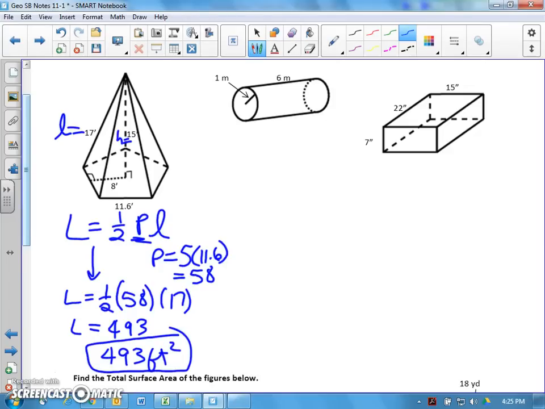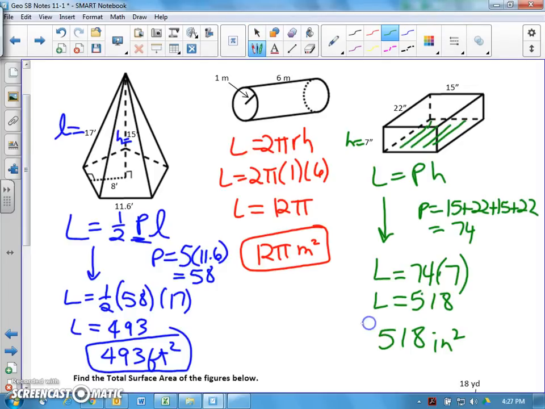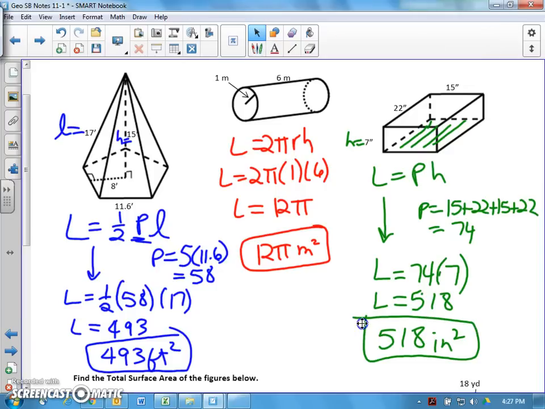Stop the video, and I want you to do the next two figures, and do understand that on this one we're going to take this to be the base. Okay, you should have your 12 pi square meters for your cylinder. Make sure that you leave answers in terms of pi. Don't multiply in 3.14 or even use the pi key. Just leave it in terms of pi.